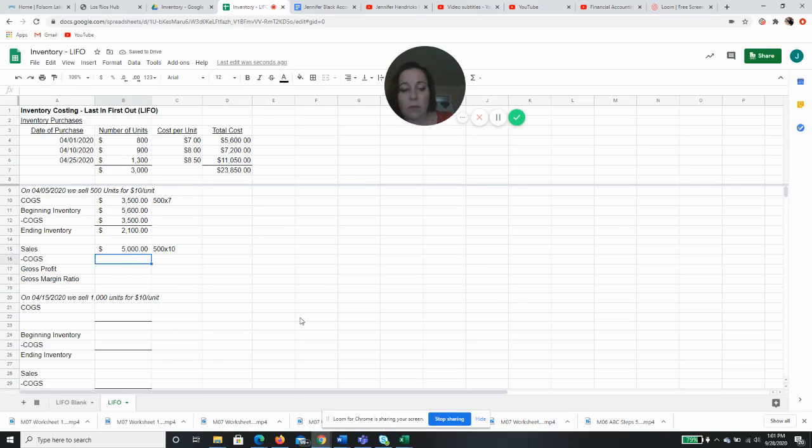So sales are 5,000 minus COGS of 3,500 gives us a gross profit of 1,500. If we divide our gross profit by our sales, that is 5,000. That's a 30% gross margin. All right, moving on.